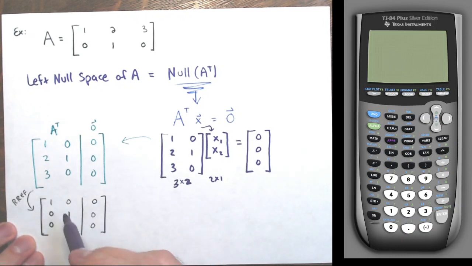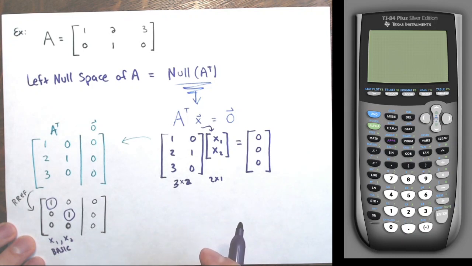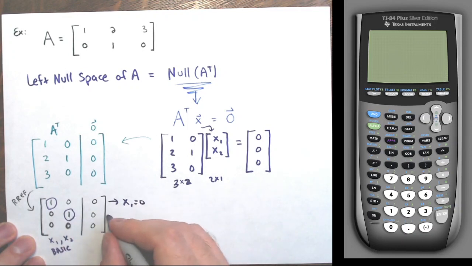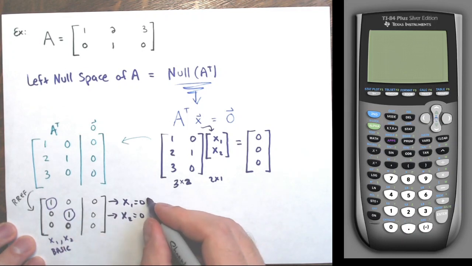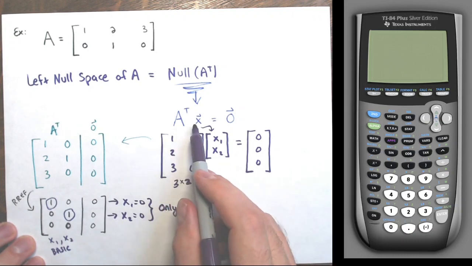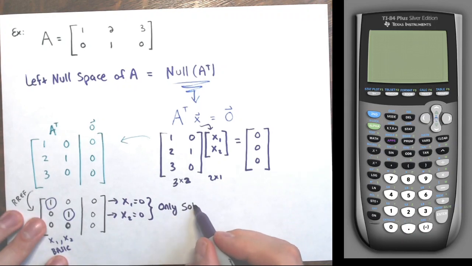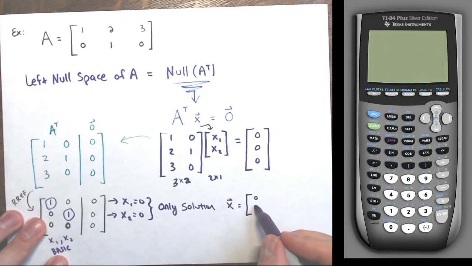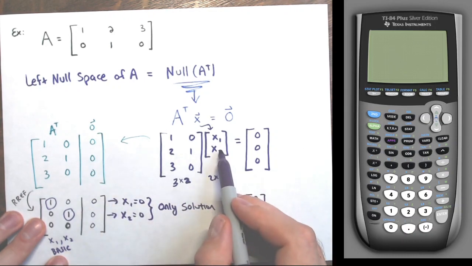And I'm seeing that both x1 and x2 are basic. Both columns have a pivot in them, have one of these leading ones in reduced echelon form here. So no free variables. And we're seeing from the first row, x1 has to be equal to 0. Second row, x2 has to be equal to 0. So just like the last example, the only solution to this equation here, this A transpose times x equals 0, is the 0 vector, where x1 is 0, x2 is 0. I'm replacing these guys with 0 and 0.